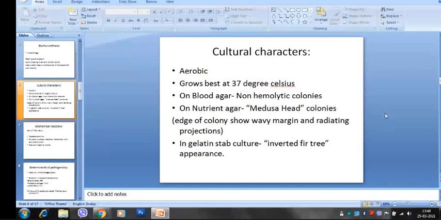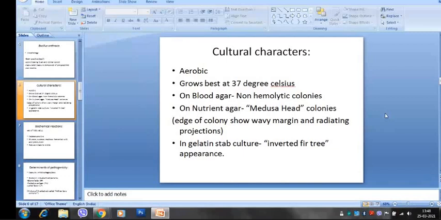Bacillus anthracis on blood agar shows non-hemolytic colonies. On nutrient agar it shows medusa head colonies, and in gelatin, inverted fir tree appearance. Similarly, in biochemical tests, they are of little value.